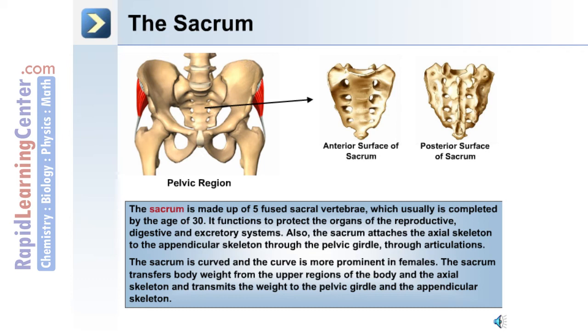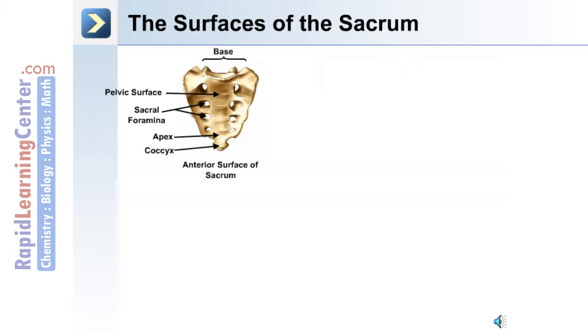The sacrum is curved, and the curve is more prominent in females. The sacrum transfers body weight from the upper regions of the body and the axial skeleton and transmits the weight to the pelvic girdle and the appendicular skeleton. These images depict the surfaces of the sacrum.